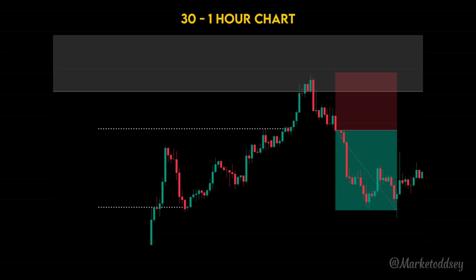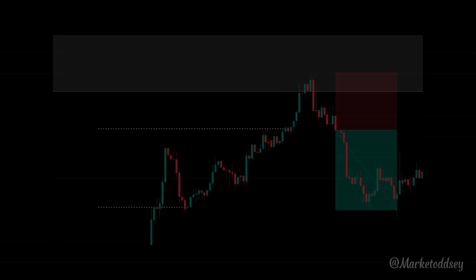Zooming into the 1-hour chart, we see a long wick above resistance, the distribution phase. Sellers swoop in. We enter short on the break below the candle's low, targeting the accumulation zone below. The result? A smooth drop, locking in profits as the cycle resets.